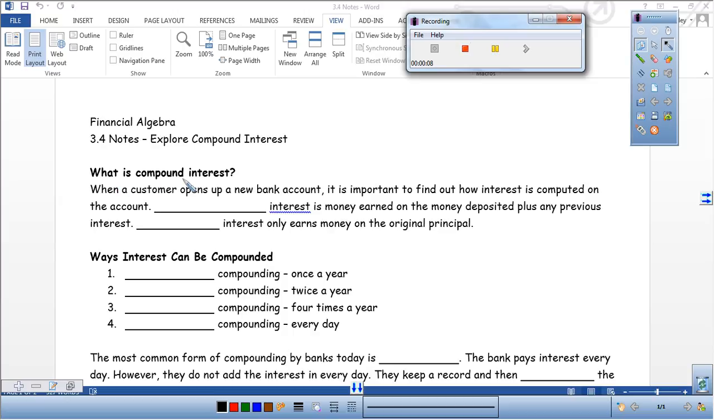Okay, what is compounding interest? When a customer opens a new bank account, it is important to find out how interest is computed on the account. Compound interest is interest earned on money deposited plus previous interest. So this is compounding interest.